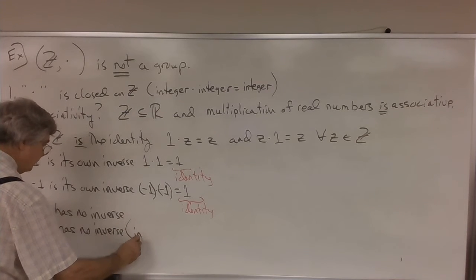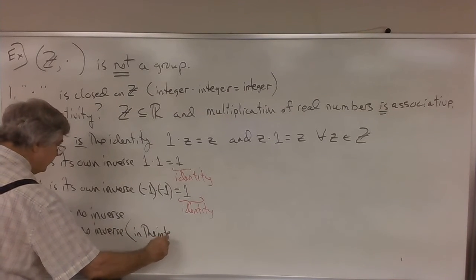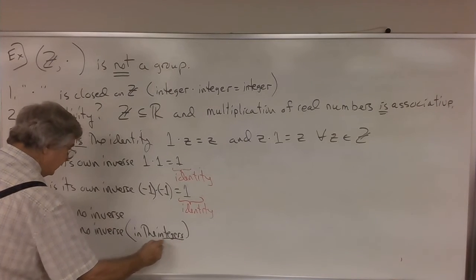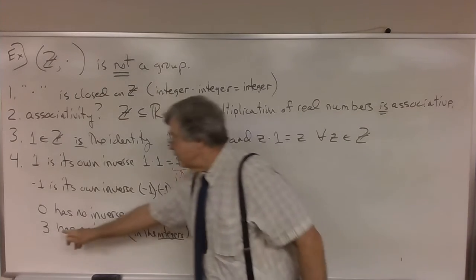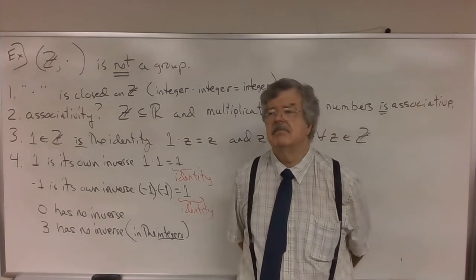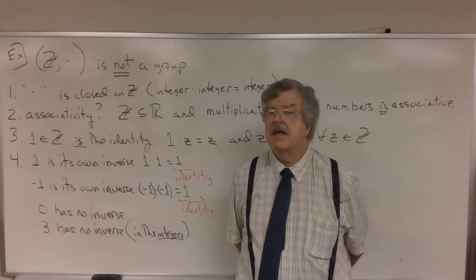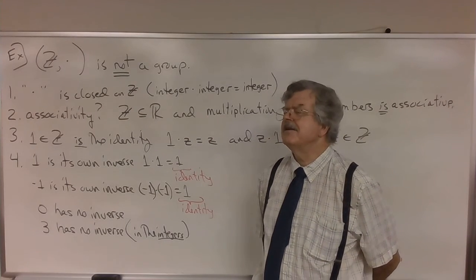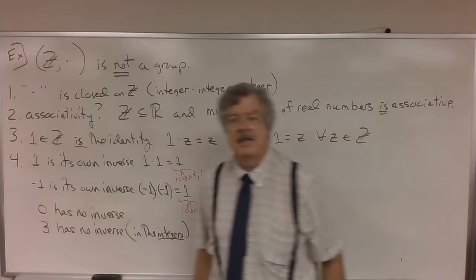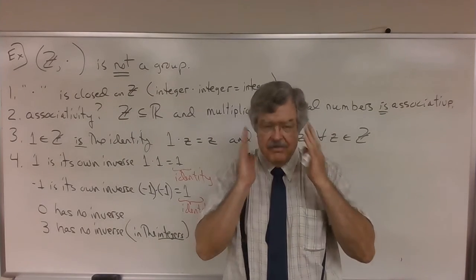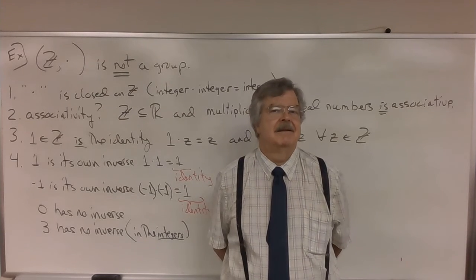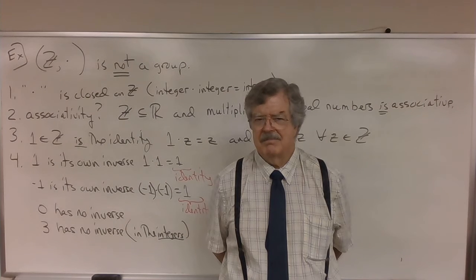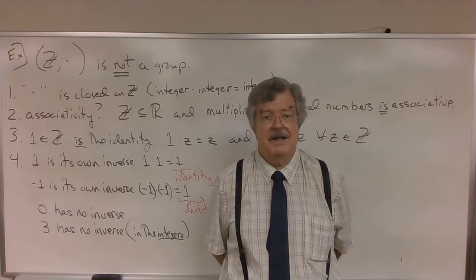3 has no inverse in the integers. Is there an integer that we can multiply 3 by to get 1, the identity? No. The only candidate for an inverse for 3 is 1/3, and 3 times 1/3 does equal the identity 1. So what's the problem? 1/3 is not an integer.